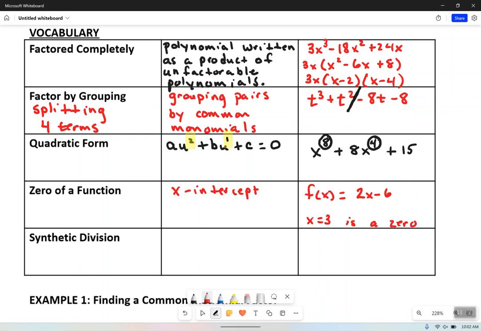Yeah. And then, guys, you know synthetic division. It's a shortcut when dividing by x minus k. It has to be a single x minus or plus some number. And we looked at a lot of that in section 3.3 today.